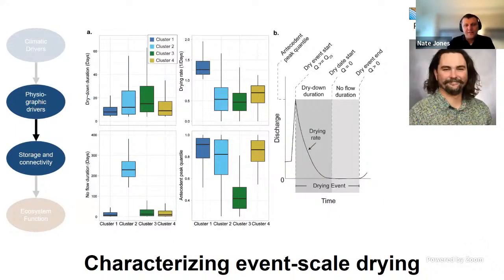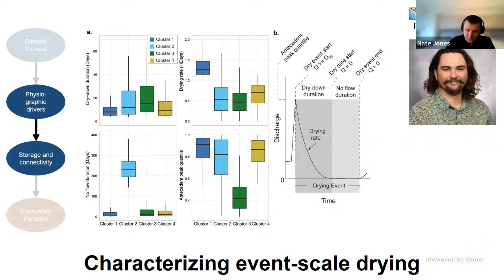Adam took it a step further and started to think about drivers of sub-daily, sub-annual, or event-scale drivers of what's driving the shape of these individual drying events. And it was really interesting at the annual scale. We were able to connect those metrics, and the changes really, to large-scale climatic and physiographic drivers.